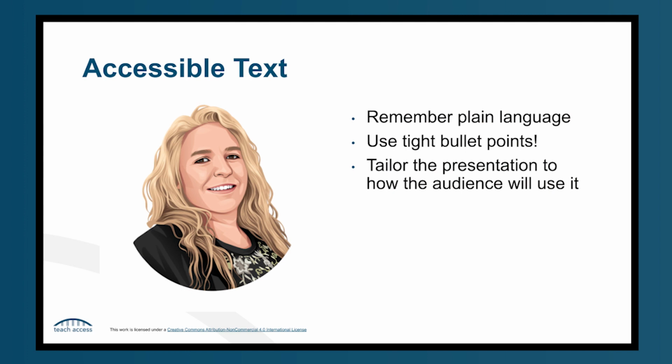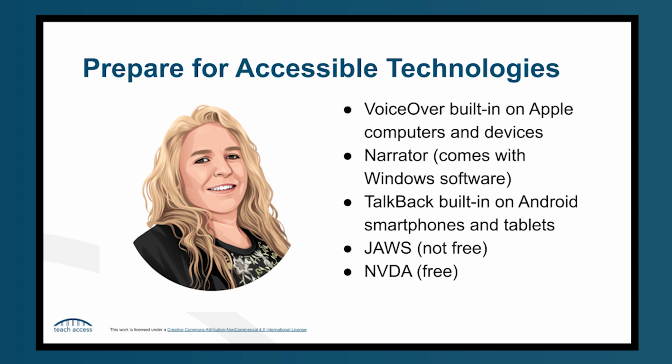Just one more thing about accessible text. Remember what you learned about plain language in this module. Use it whenever possible to make your message clear to the audience. Use tight bullet points. Avoid extra flowery words on the slides. Finally, tailor the presentation to how the audience will use it. For example, they might download it to use as a resource for an assignment. In that case, you should reference course resources or include notes in each slide. If you record your presentation, the audience can benefit from the text and images on each slide as well as your narration.